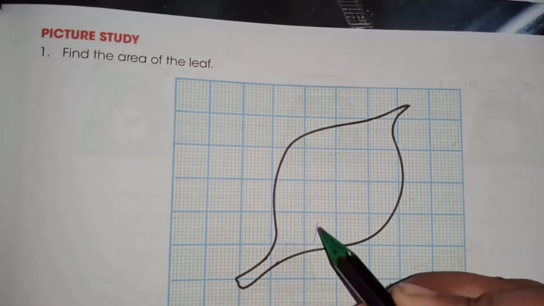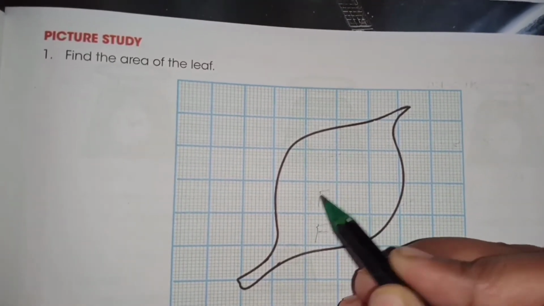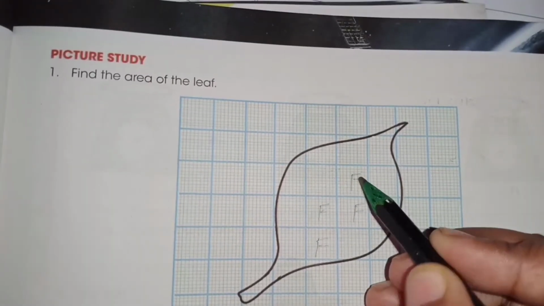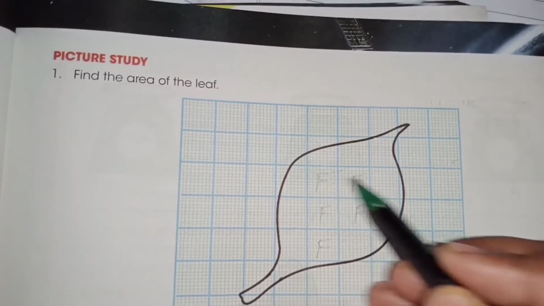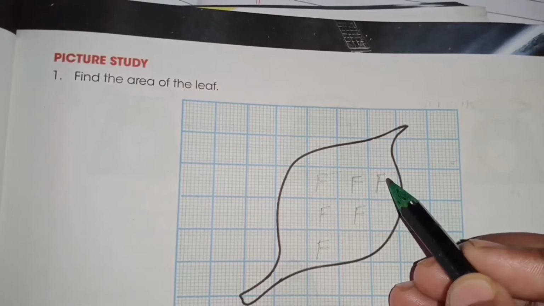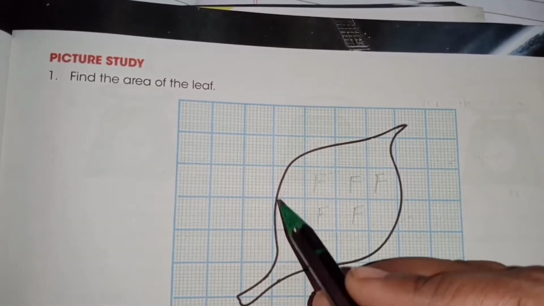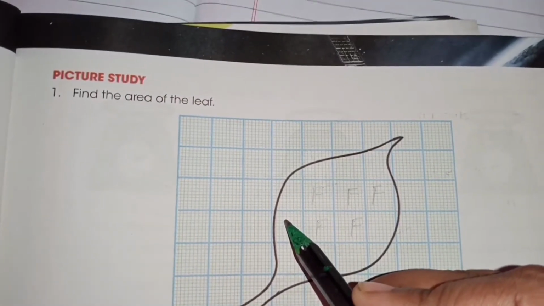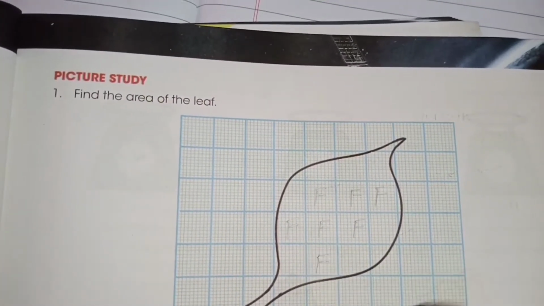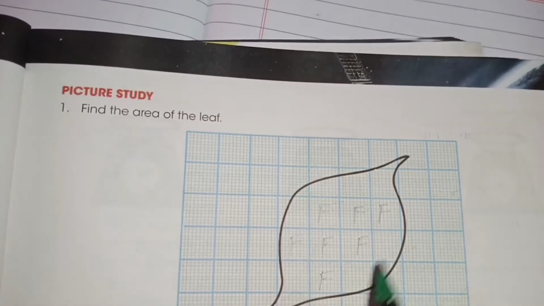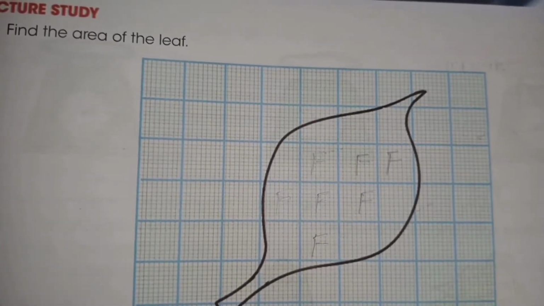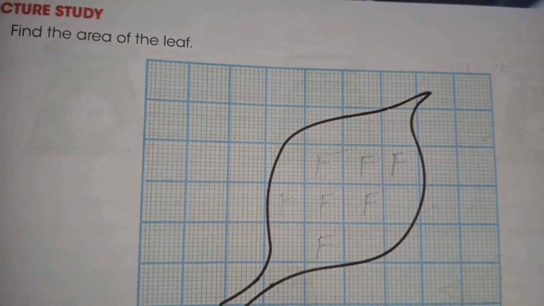This is full. This one is full. This one is full. This one is also full. This one is also full. This one is also full. We can take this also as full only. A little bit is missing, but we can take this as full only. Are there any more squares that are full? I think not. So it was up to this much.